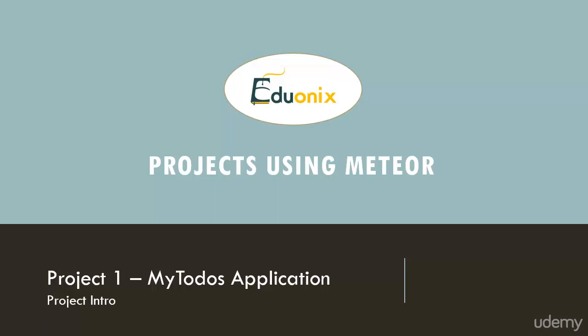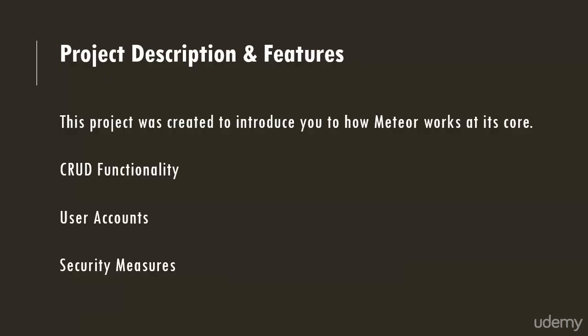In this project we'll be building a to-do application called My To-Dos, and the purpose of this project is to introduce you to how Meteor works at its core. We're going to be going over a lot of different things in this project that we'll be basically reusing throughout the course. We're going to take a look at things like CRUD functionality, which is create, read, update, and delete. Users will be able to create, manage, and remove tasks or to-dos.